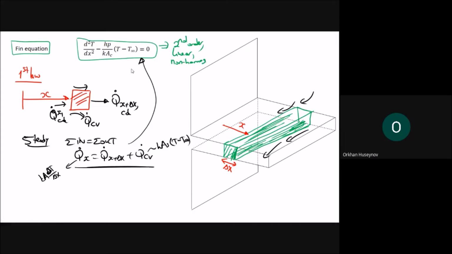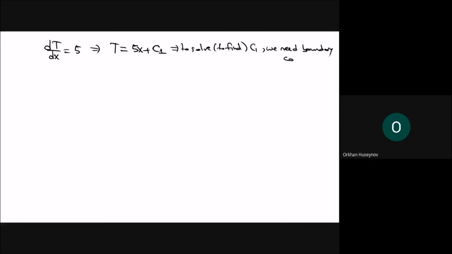And to solve that Fin equation, if I give you just one example, say that the temperature change with respect to x, dT by dx, is 5. To find the temperature, it will be 5x plus C1. You have a constant here. To find this constant C1, what we need is a boundary condition. A boundary condition means the value of a function at a location. In most cases, this location is the boundary, the beginning or the end. Therefore, we call it the boundary condition.